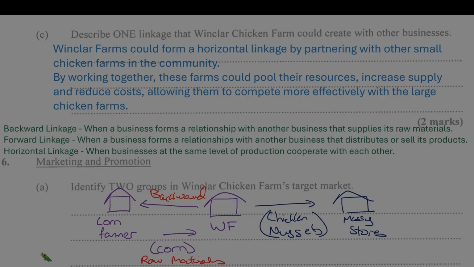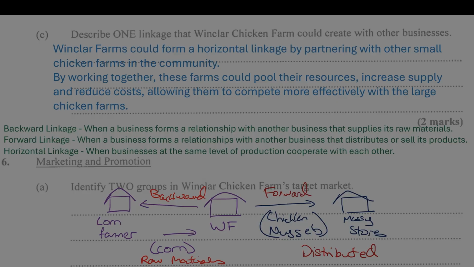So when you set up a relationship to sell your products to another business that distributes it, so this good or product is being distributed. So when you have a relationship to distribute your goods, this is known as a forward linkage.